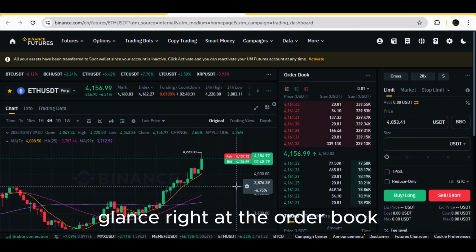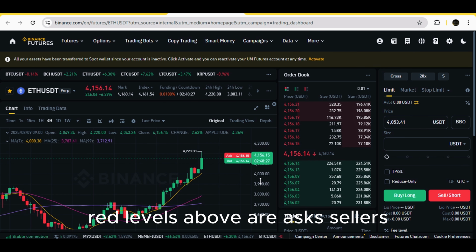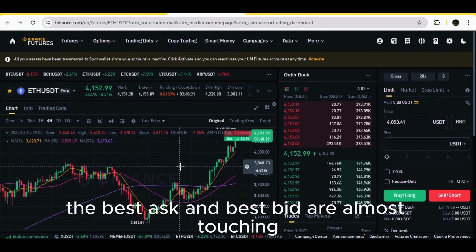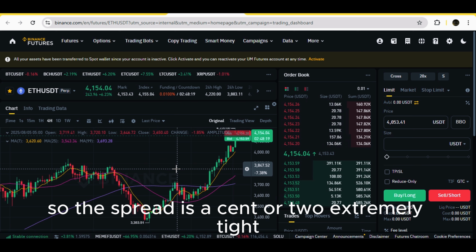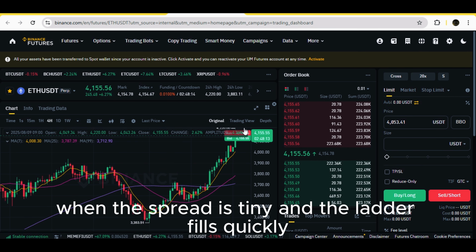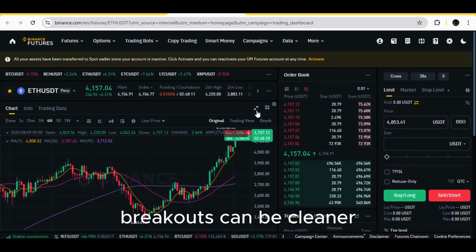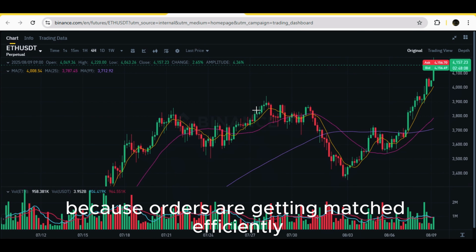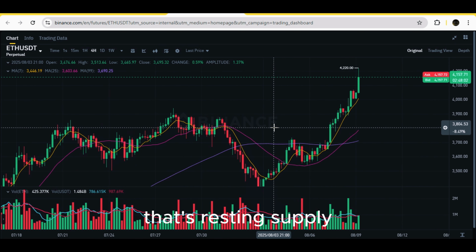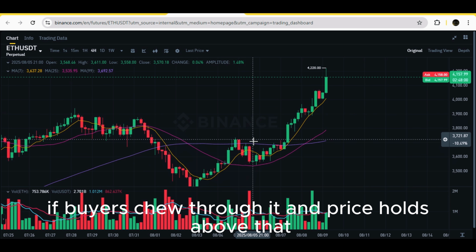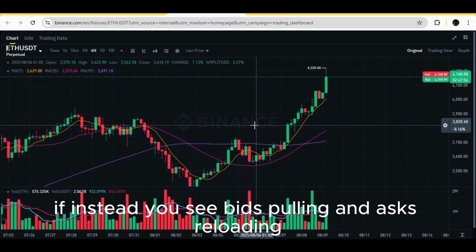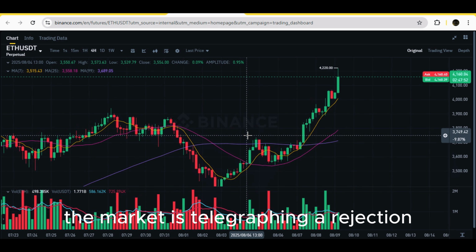Glance right at the order book. Red levels above are asks, sellers, green below are bids, buyers. The best ask and best bid are almost touching, so the spread is a cent or two. Extremely tight, which signals strong liquidity. When the spread is tiny and the ladder fills quickly, breakouts can be cleaner because orders are getting matched efficiently. If you see stacked size just above 4,070, that's resting supply. If buyers chew through it and price holds above, that absorption is your breakout confirmation. If instead you see bids pulling and asks reloading, the market is telegraphing a rejection.